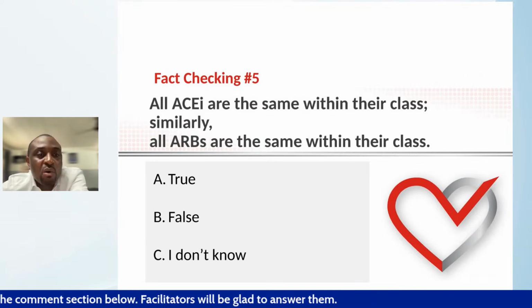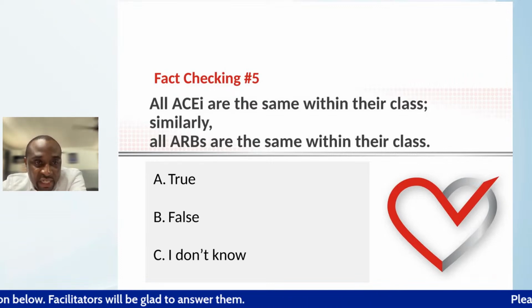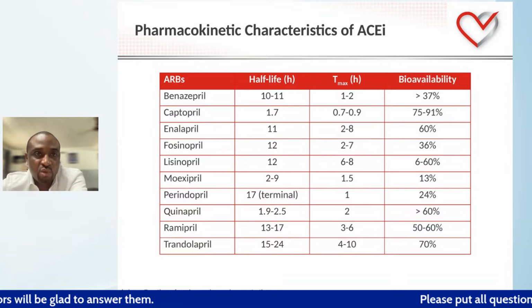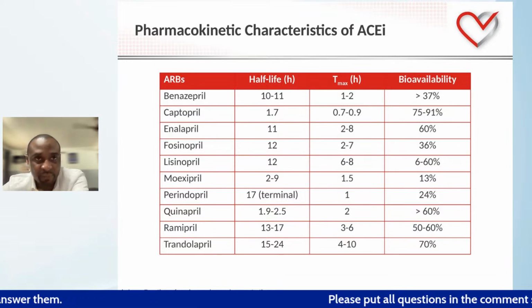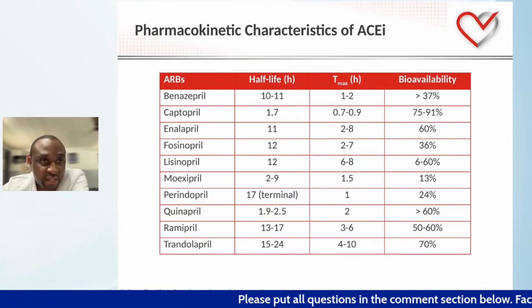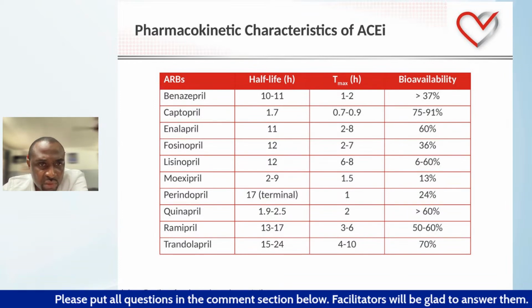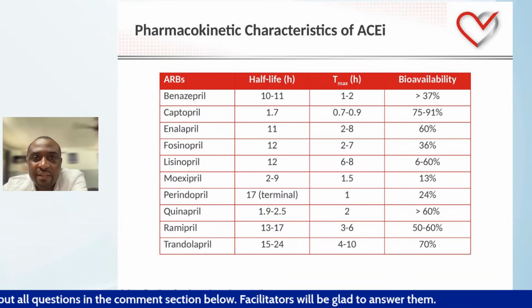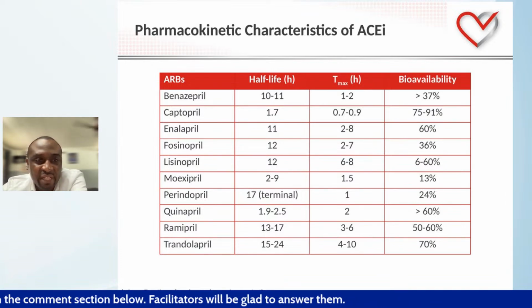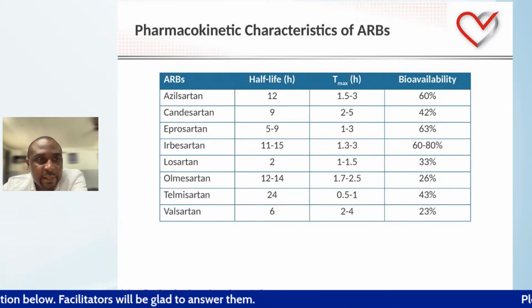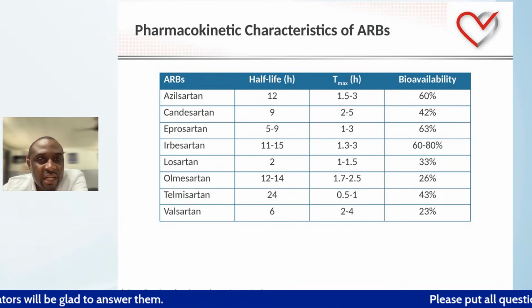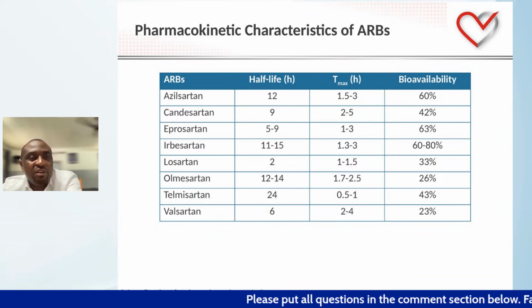And similarly, are all angiotensin receptor blockers the same within the class? It's a question that we need to answer, and we need data to answer that. You can tell that from all these inhibitors, including perindopril to ramipril, they have different half-lives, they have different availabilities. Indeed, when you come to ARBs, it's the same: different half-lives, different bioavailability.